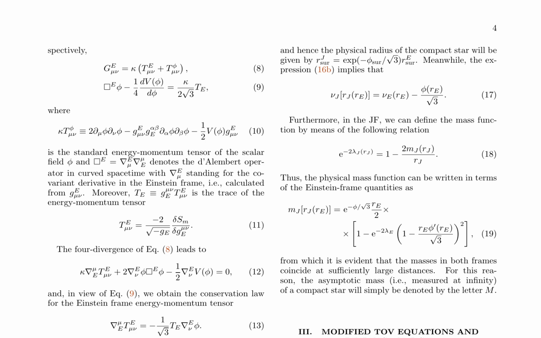In the context of scalar tensor theories of gravity, the Tolman-Oppenheimer-Volkoff (TOV) equations are modified to describe the structure of compact stars. The Einstein and Jordan frames are introduced, related through a conformal transformation that depends on a scalar field. The field equations in the Einstein frame are derived, including the Einstein equation and the Klein-Gordon equation for the scalar field, as well as the conservation law for the energy-momentum tensor.